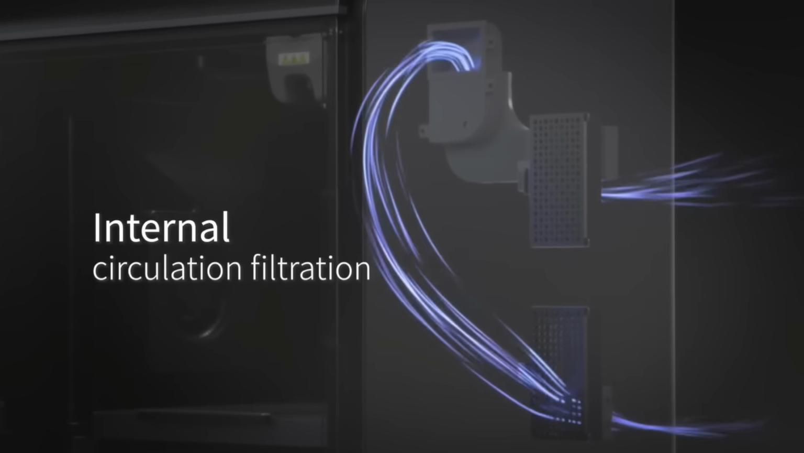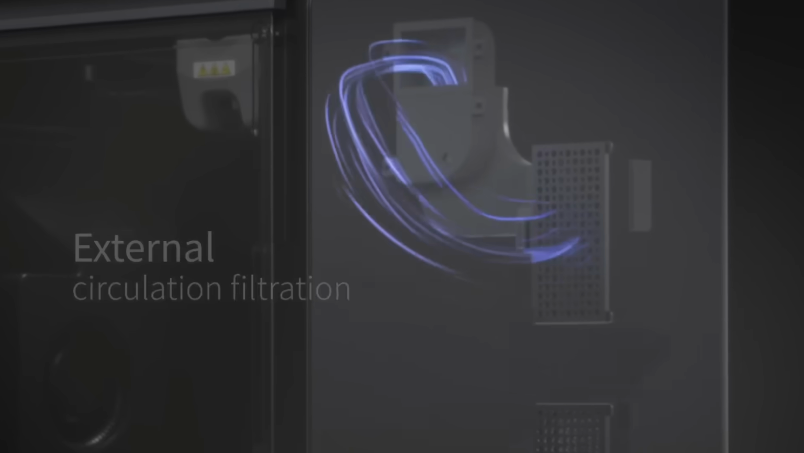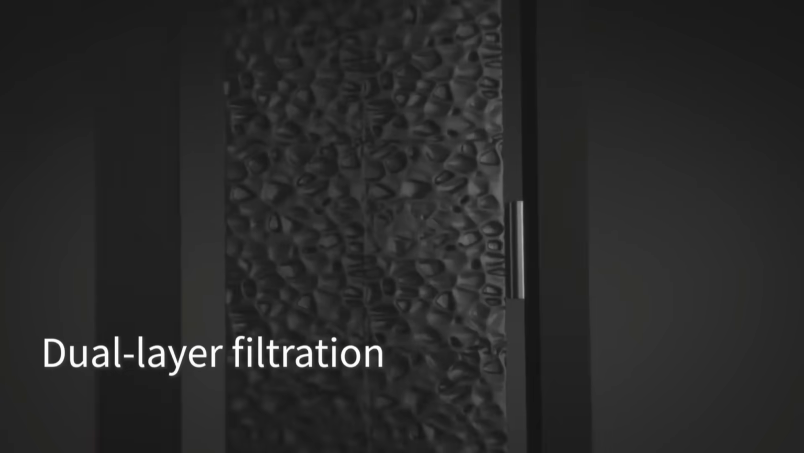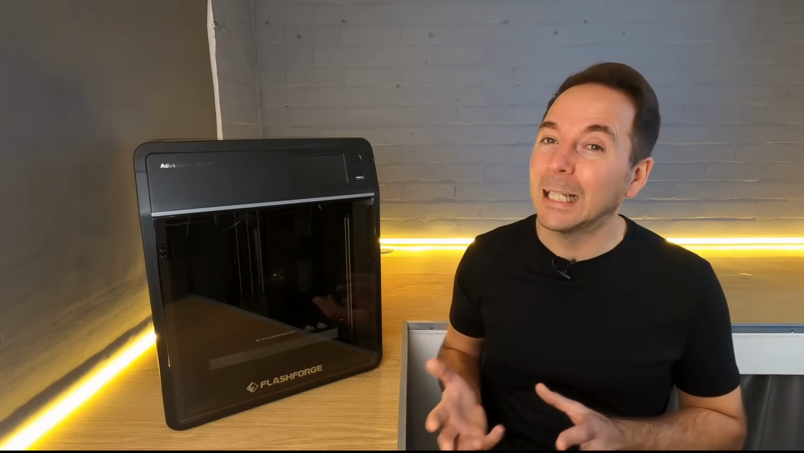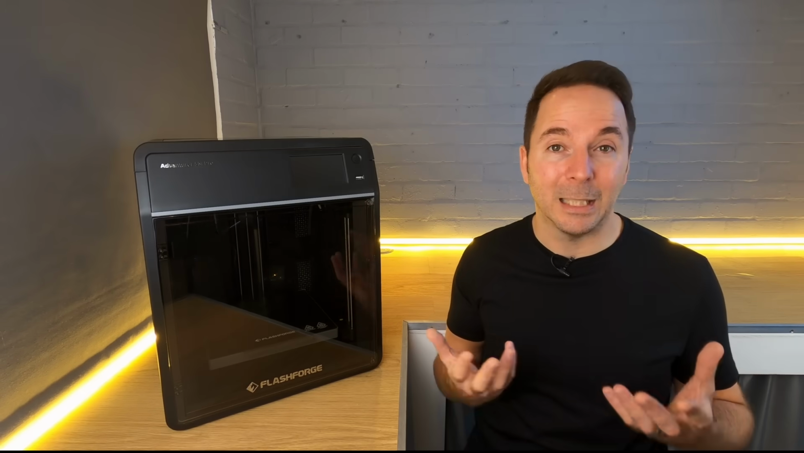Air filtration? That's right, the 5M Pro has internal and external air circulation and uses HEPA and activated carbon filters. There isn't a huge amount of information on just how bad for your health FDM 3D printing could be, but if you've ever been around a machine printing ABS or ASA, the smell makes it very clear that there are some kind of particles being released into the air as the filament is being heated.